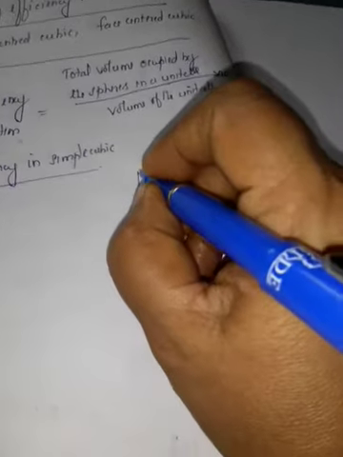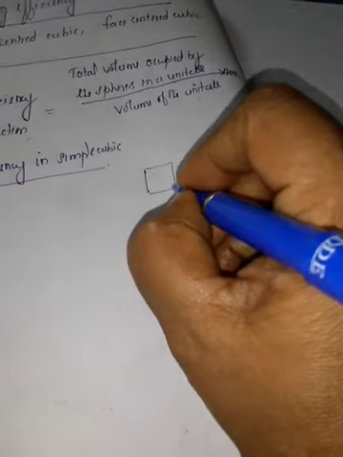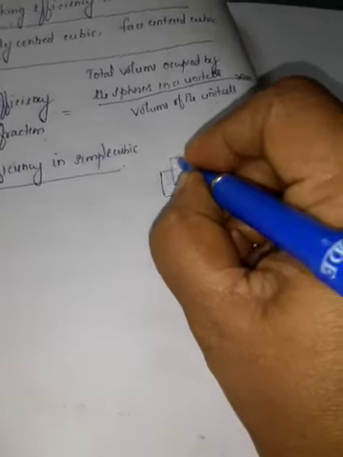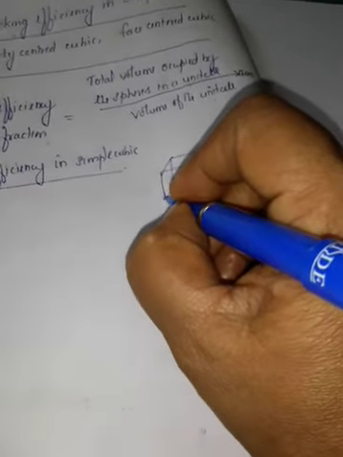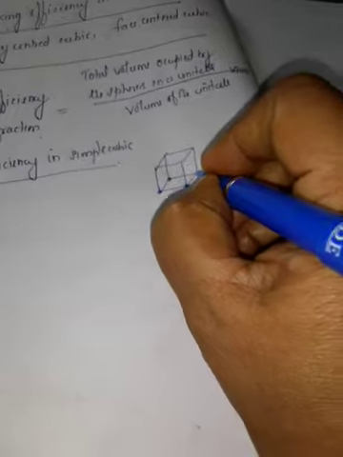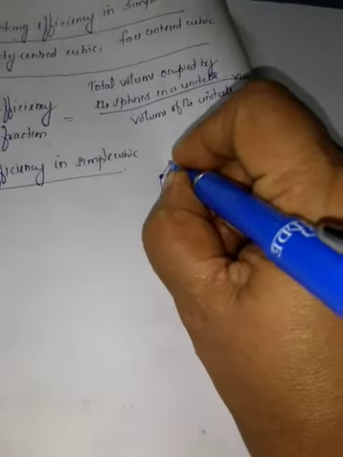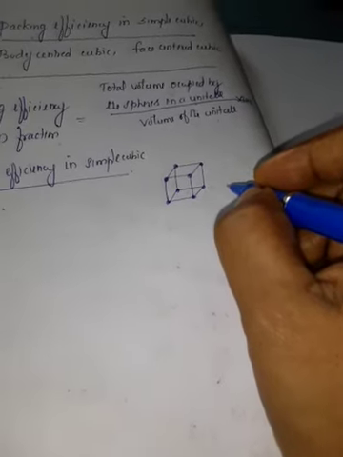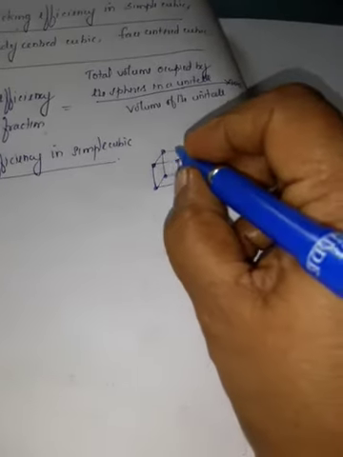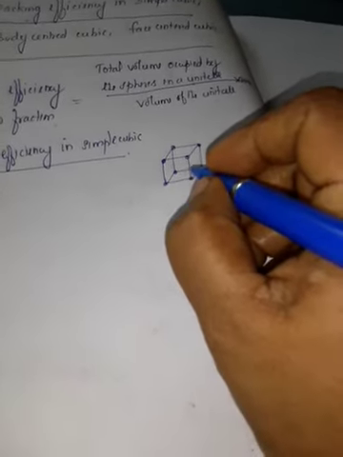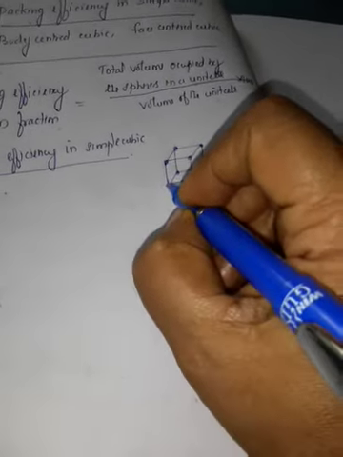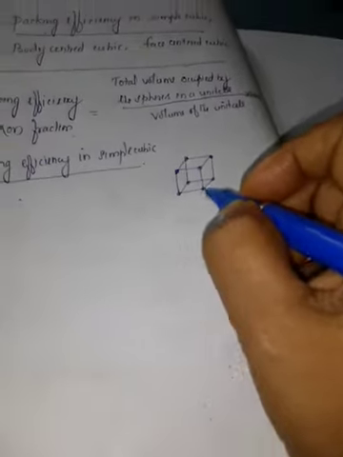Simple cubic means a cube with 8 atoms in the corner. This is a primitive unit cell. Primitive unit cell means atoms present only in the corner. So this is the primitive unit cell. This is simple cubic. So here 4 atoms in the corners. Here also 4 atoms in the corners.